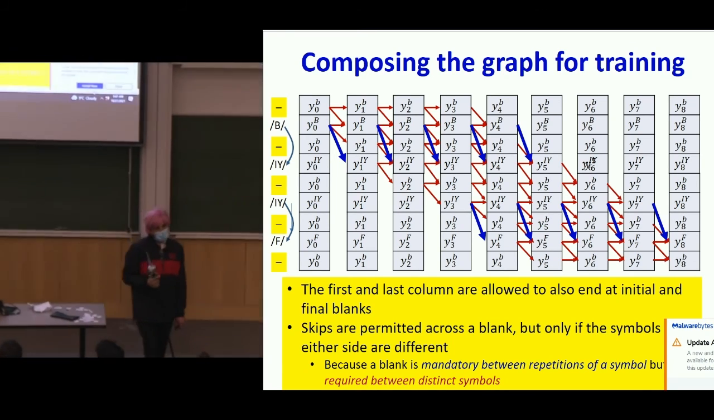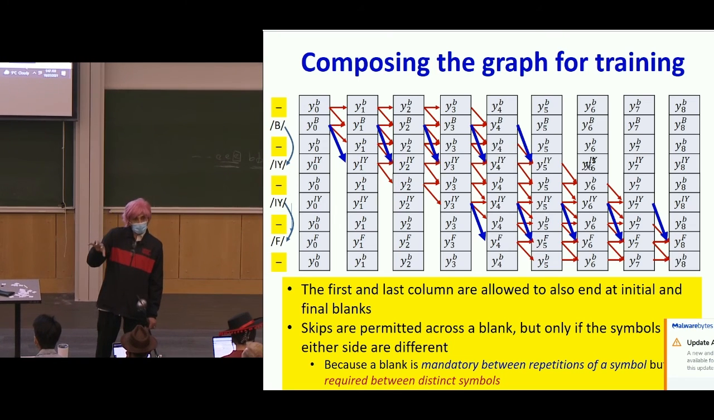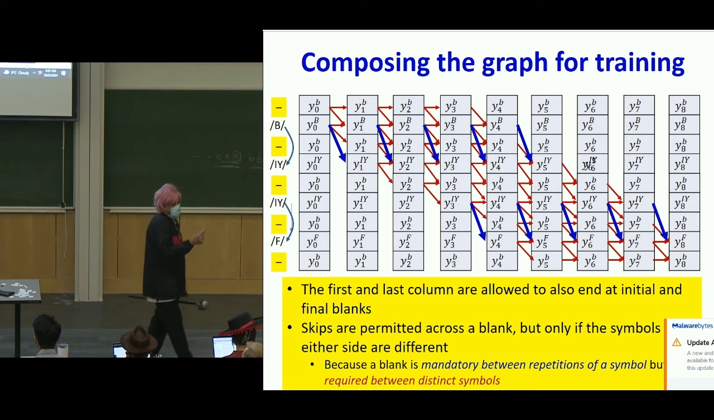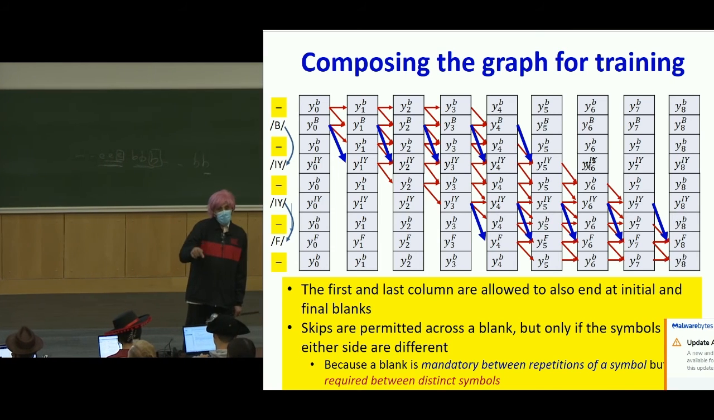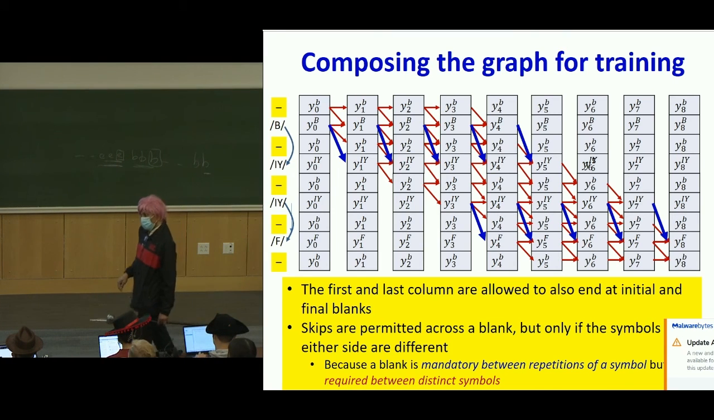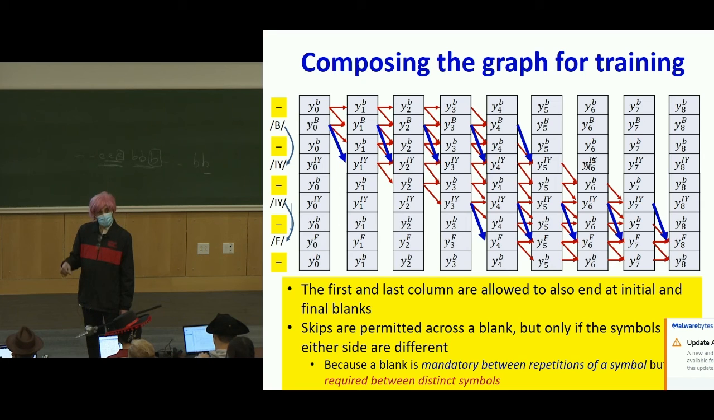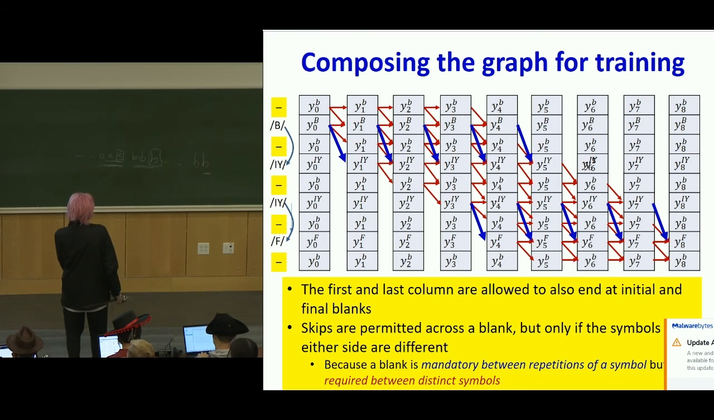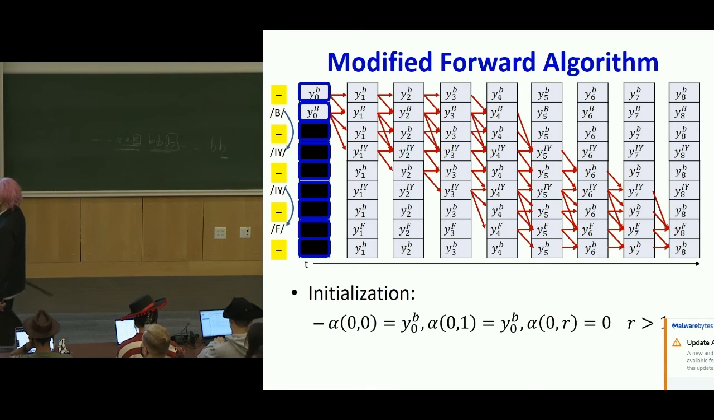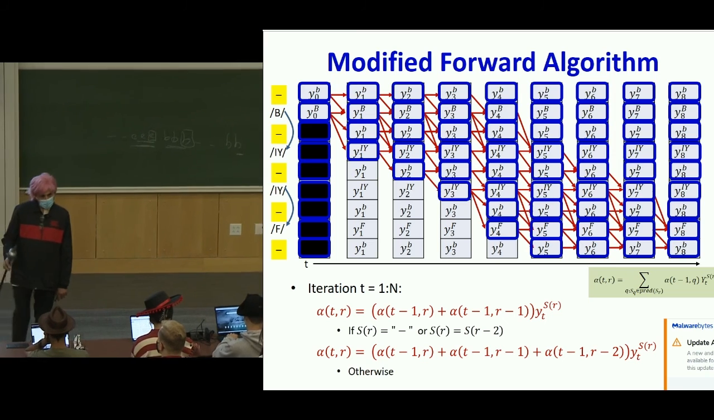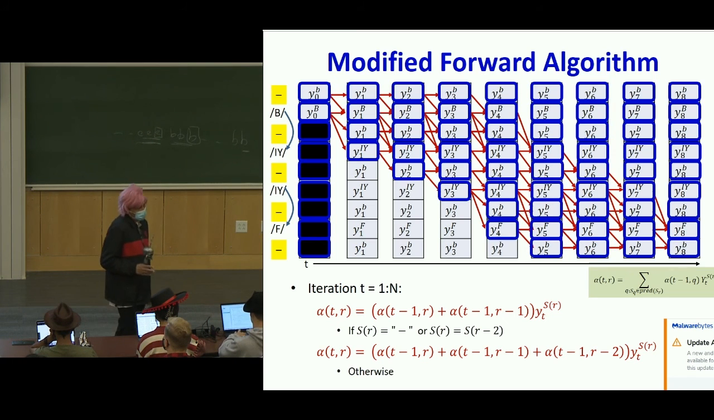So what is happening is, if you look at the arrows in the graph, you will find that from any row, I can either have a transition going to the next blank, or skipping the blank and going to the next symbol, unless the next symbol is the same as the current symbol, in which case I have to go through the blank. And then once I compose the graph in this manner, the rest of the algorithm is straightforward. I can just do my forward algorithm through this graph. The definition of predecessor has changed, that's all.